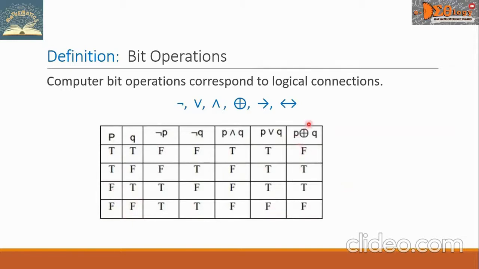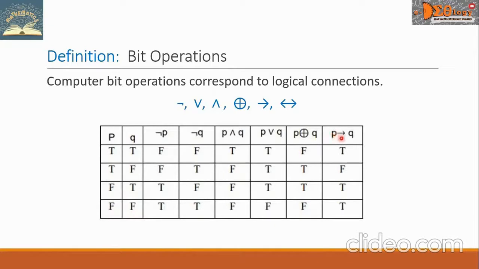Next, P XOR Q. The values will be T if exactly one of the two propositions is T. So we have here T XOR T is F. T XOR F is T. F XOR T is T. F XOR F is F.